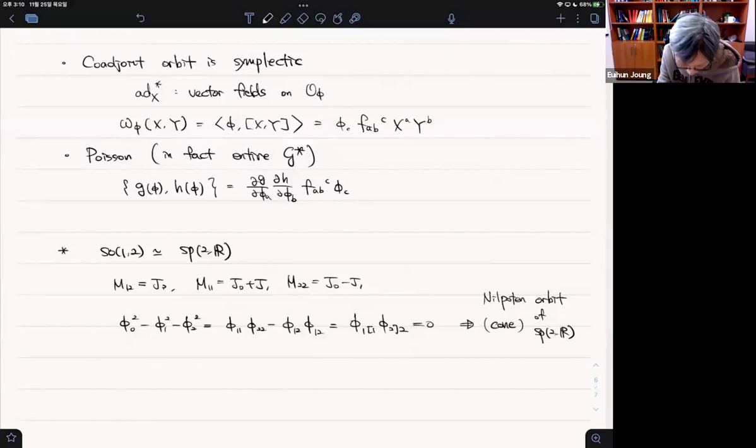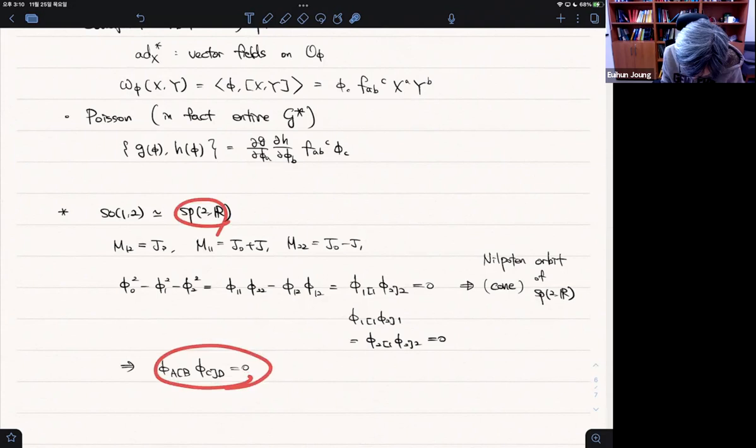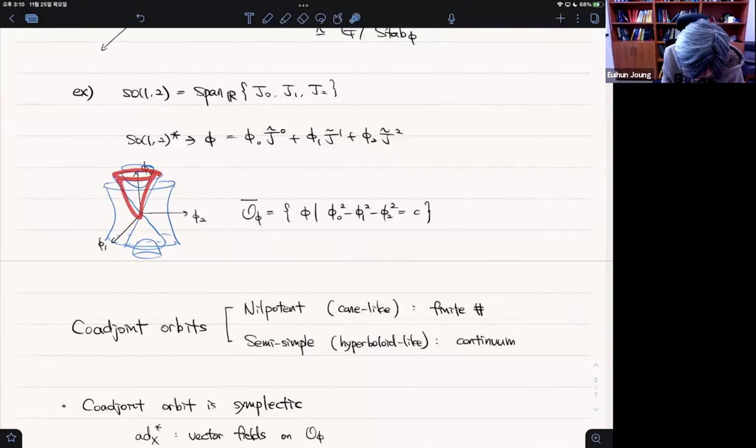So indeed, you probably realize this, guys. And on top of that, what we know is that phi is symmetric, so any other combinations are all zero. So indeed, what we see is that phi AB, phi CD equals zero. So in the case of SP2R, this equation is nothing but this one, which precisely describes this orbit.